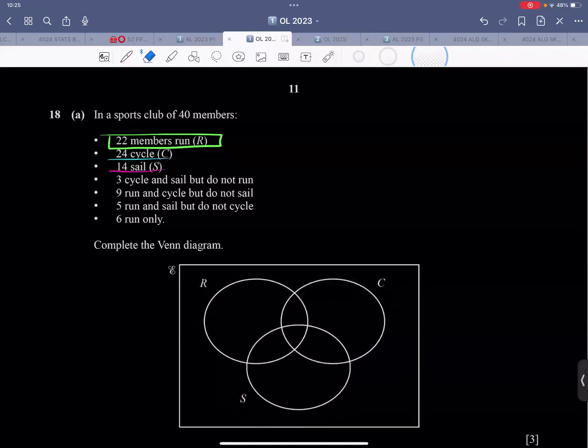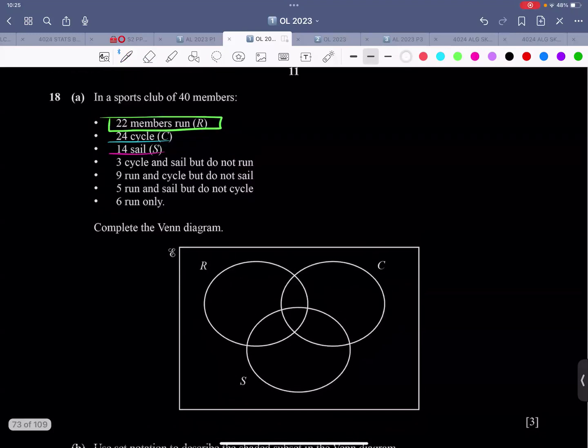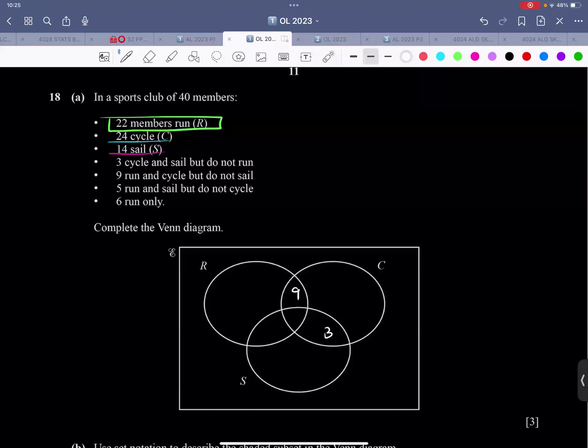Now it says there are 3 who cycle and sail but do not run. That is cycle and sail only. 9 run and cycle only. 5 is run and sail only. And 6 run only. So this is 6, they run only.